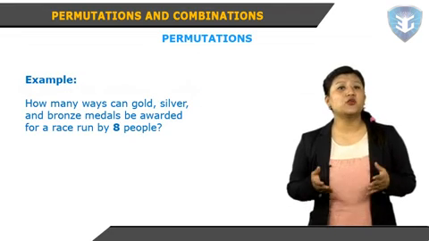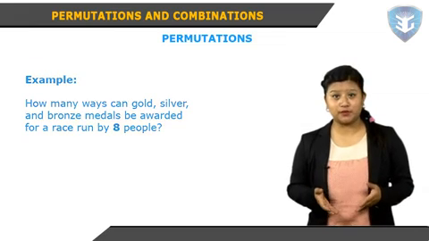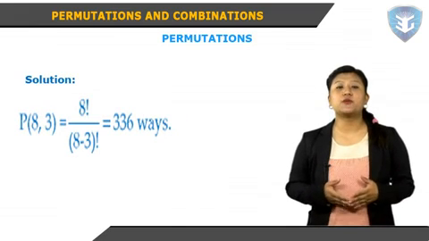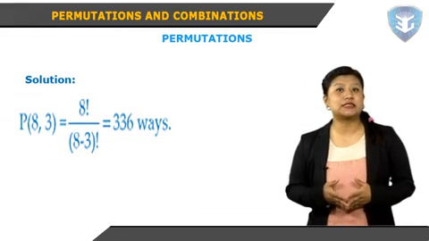Example. How many ways can gold, silver and bronze medals be awarded for a race run by 8 people? Solution. Using the permutation formula, we find P(8, 3) is 336 ways.